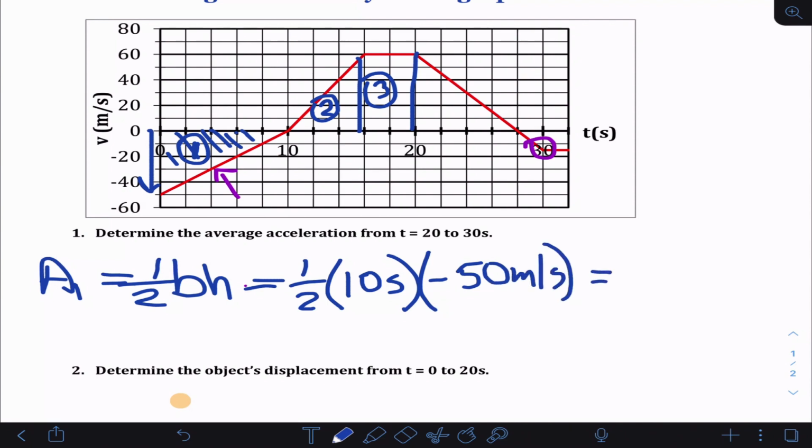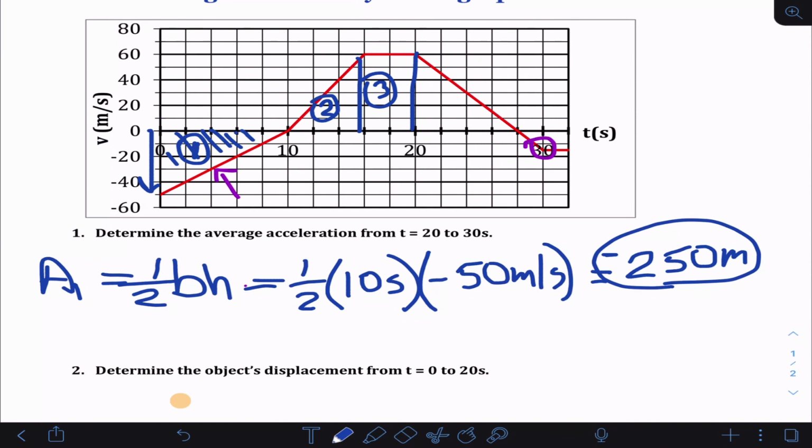And when you do the math on this, if you multiply these together, you're going to get 250. Now notice what happens. We have a meter per second times a second. So the seconds are going to cancel, and it's going to leave us with just meters, which is the correct unit for a length. So this object will travel 250 meters in the first section. Now it's going to be negative, so it has moved to the left for 250 meters.